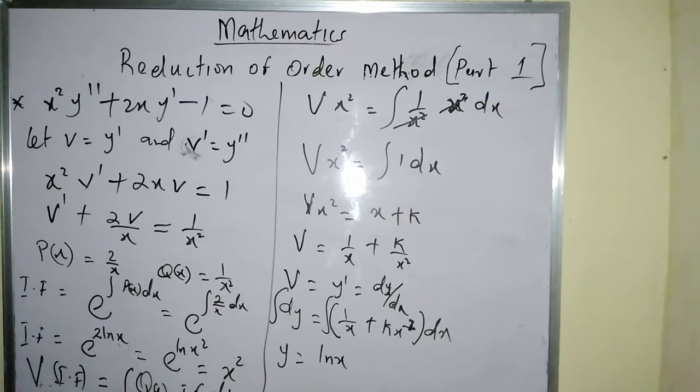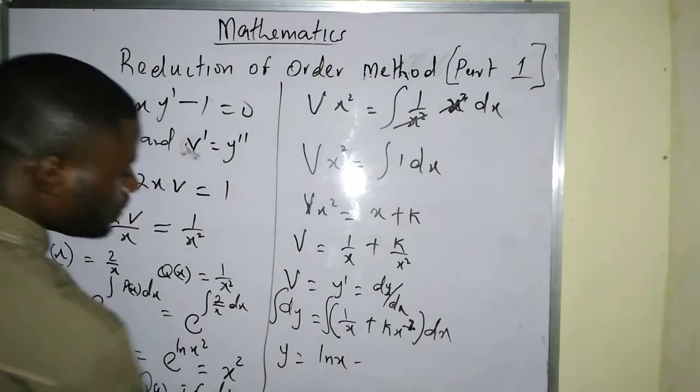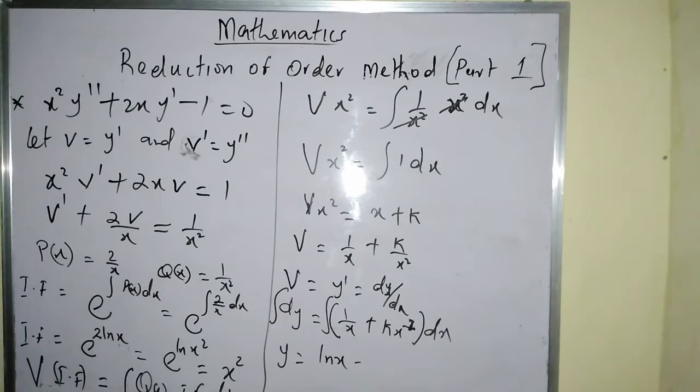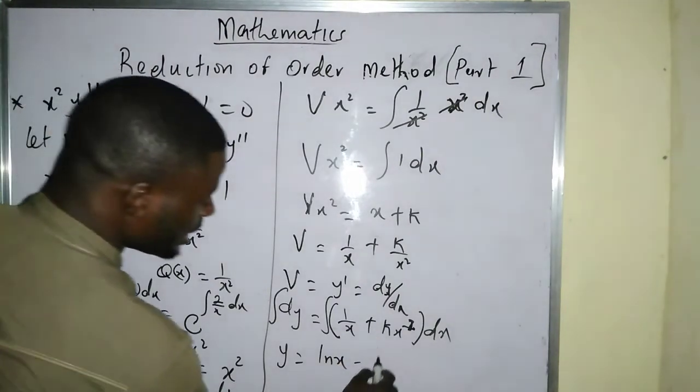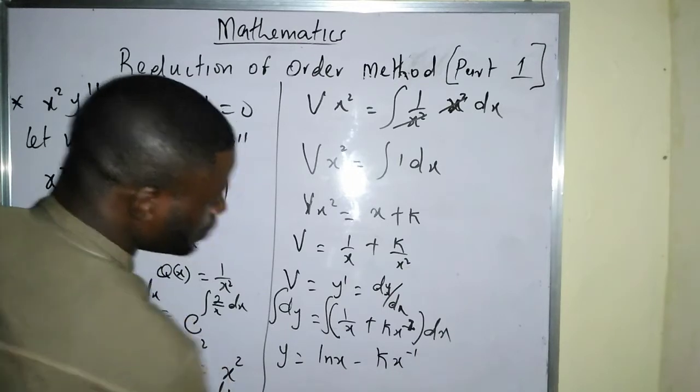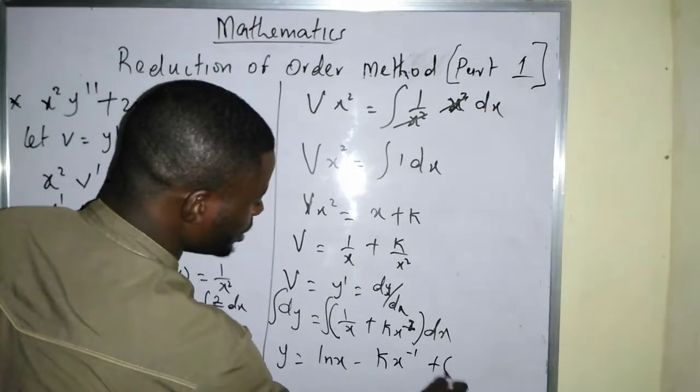Now, if I integrate this particular function, I want to add 1 to the power. It will be minus, because I'm integrating. This will surely give me minus k raised to power x minus 1, plus c.